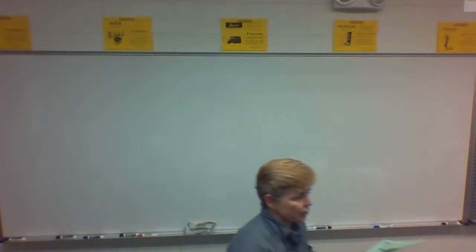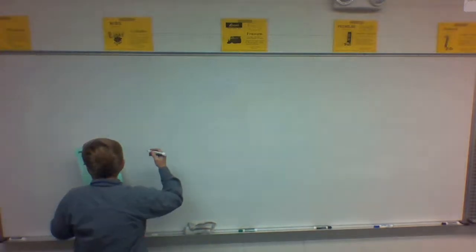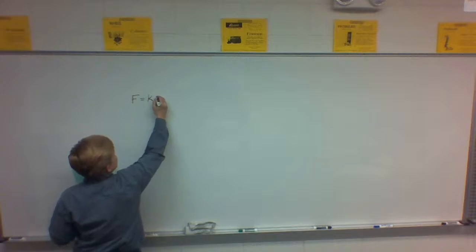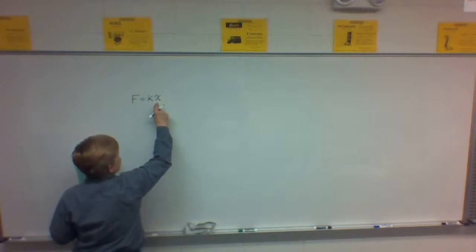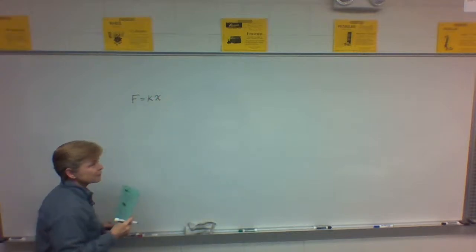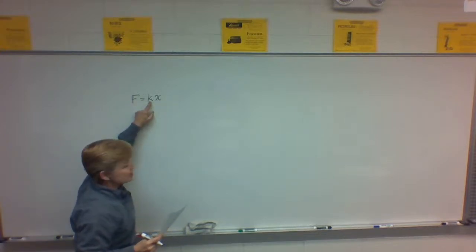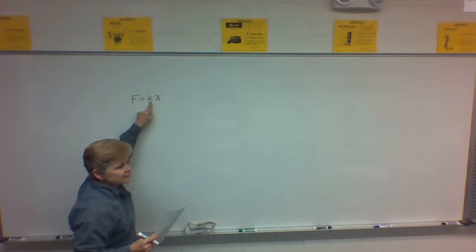You have to know what Hooke's law is, by the way. It's pretty easy to memorize. It's just a direct variation. Hooke's law says this: force is equal to some constant times the distance, which he calls x, that the spring is stretched. This is distance. This is force. And every spring has a different constant depending how stiff it is.